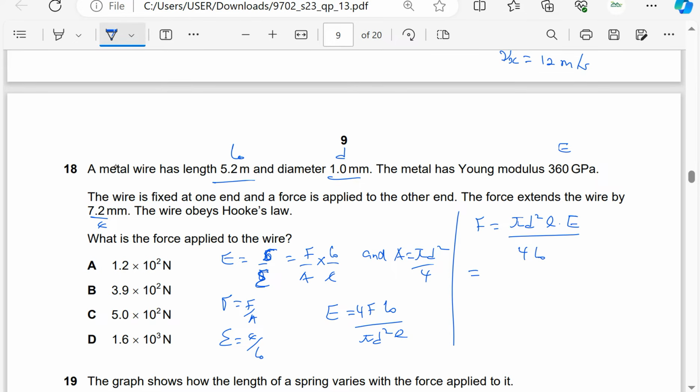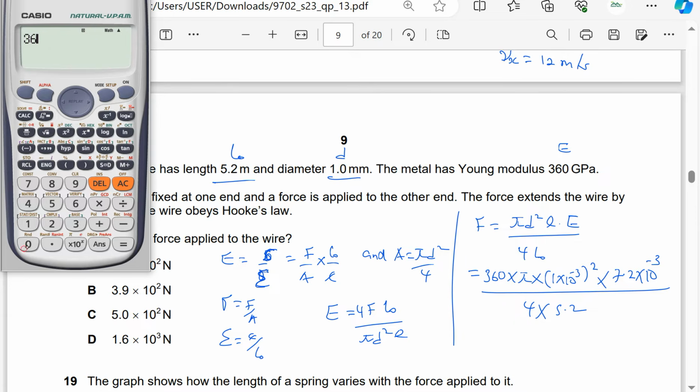So this is going to be 360 for Young modulus times pi times d, 1 times 10 power minus 3, but this is squared, times e, 7.2 times 10 power minus 3 for the extension, divided by 4 times L, which is 5.2.